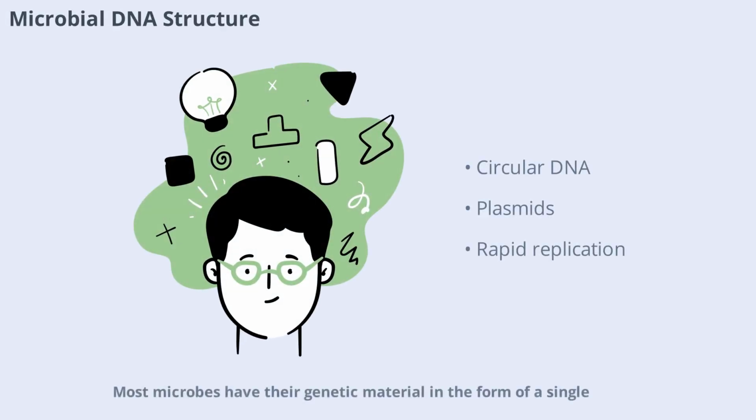Most microbes have their genetic material in the form of a single circular DNA molecule. This structure is compact and efficient, allowing microbes to quickly replicate and adapt. Some microbes also carry small, extra pieces of DNA called plasmids, which can provide additional traits like antibiotic resistance. The simplicity of microbial DNA structure is one reason why they can evolve rapidly and survive in extreme conditions. This unique organization sets microbes apart from more complex organisms, whose DNA is often linear and stored in a nucleus.